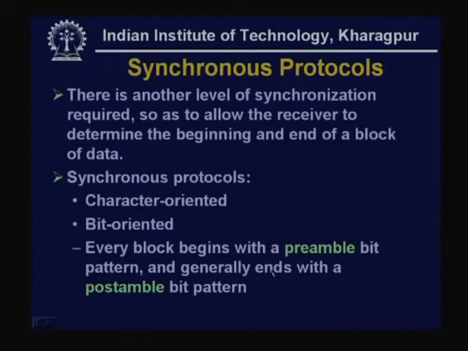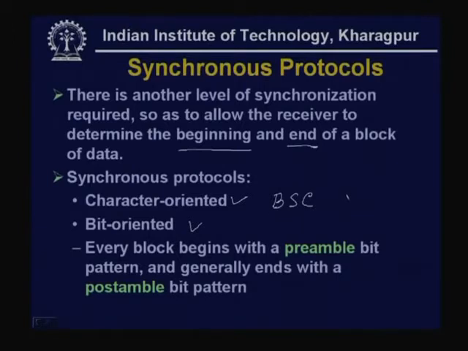Now, let us look at the protocols that are used in synchronous transmission. There is another level of synchronization required so as to allow the receiver to determine the beginning and end of a block of data. That means apart from synchronization of the clock, there is a need for synchronization for identifying the beginning and end of a block of data. And there are several protocols which can be broadly divided into two types: character oriented and bit oriented. An example of a character oriented protocol is binary synchronous communication, or BSC, which is based on characters.